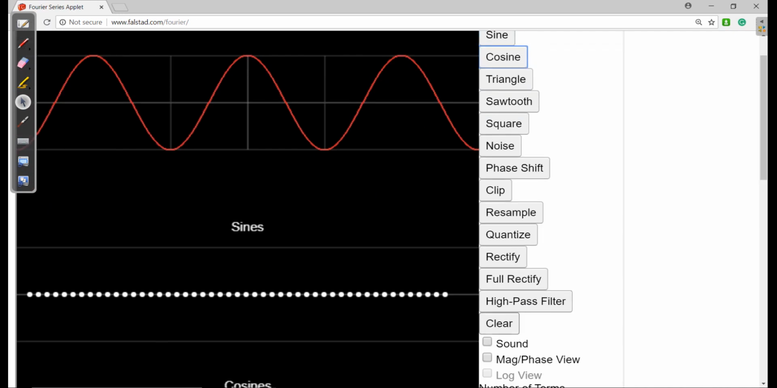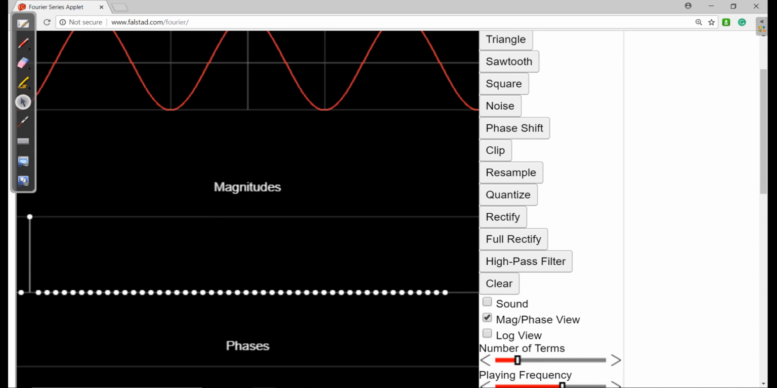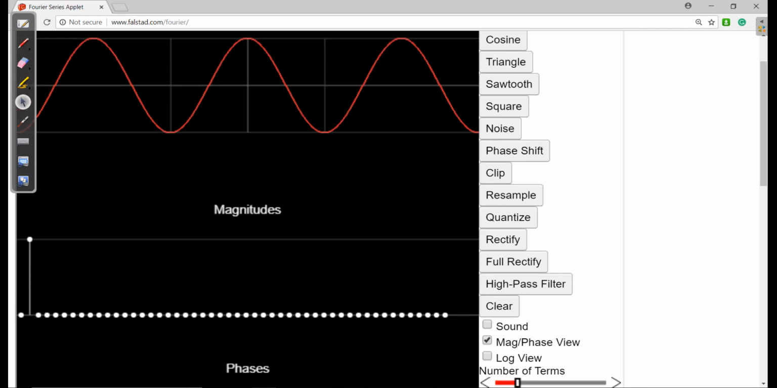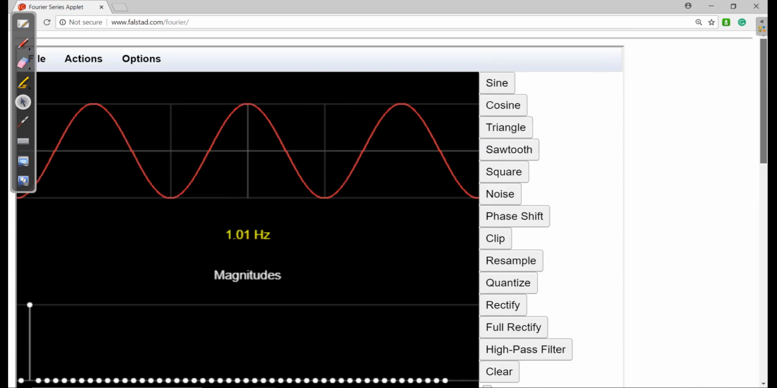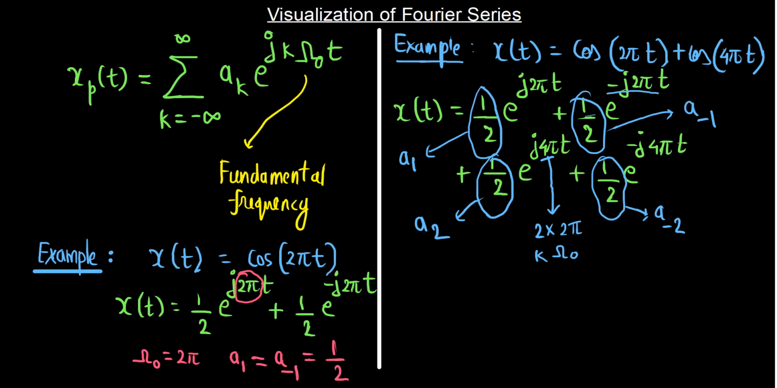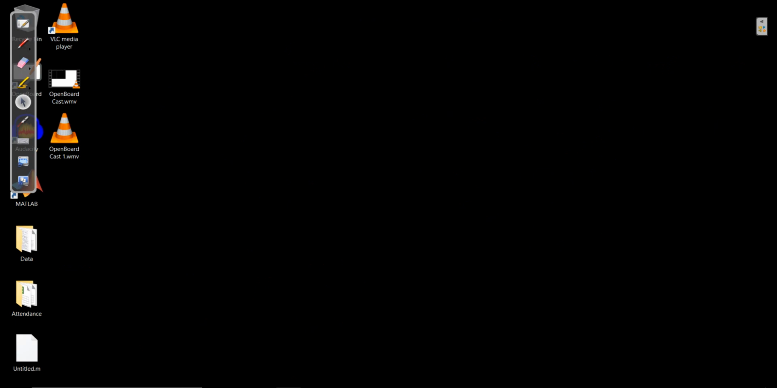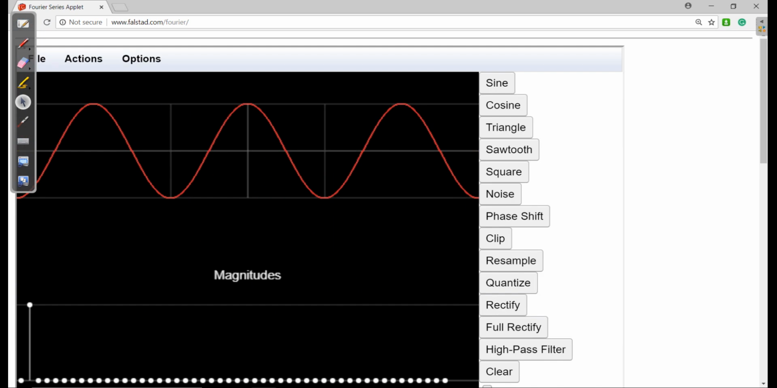So let me make some changes here in the visualization, some settings here. Alright, so let's take this example, what we have seen here. The first example that we have seen, the first example was cos 2 pi t. So if we have a cosine signal with the frequency of 1 Hertz, that is omega as 2 pi, that is going to be something like this. So we have this signal as cos signal, and that is having the magnitude as 1.